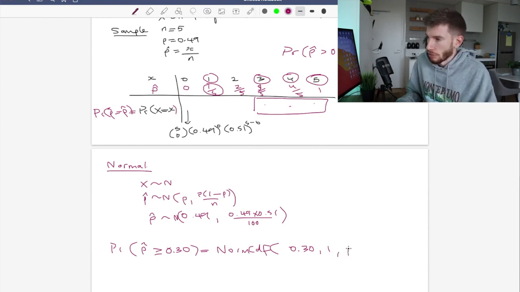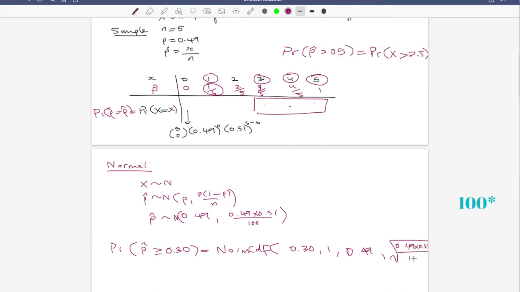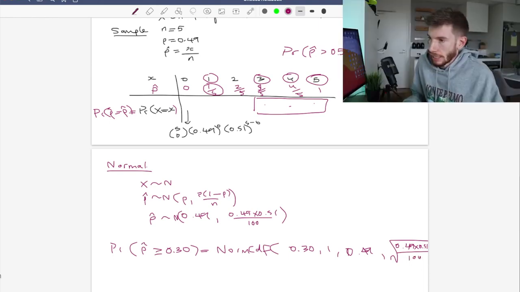And then our mu would be 0.49. And then our sigma, keep in mind, even though we write sigma squared here, we do put the sigma into the actual calculator, which is going to be the square root of 0.49 times 0.51, I'll just squeeze that in there, over 200. And then that would spit out our probability, just like that.